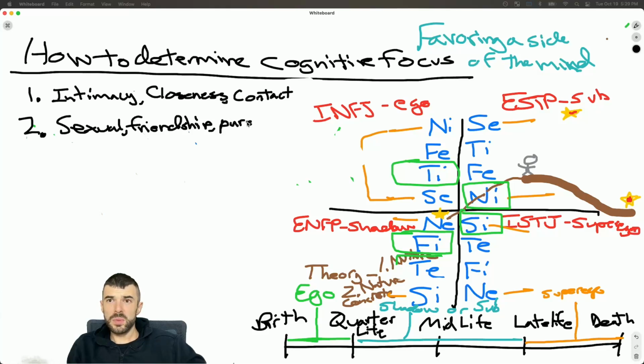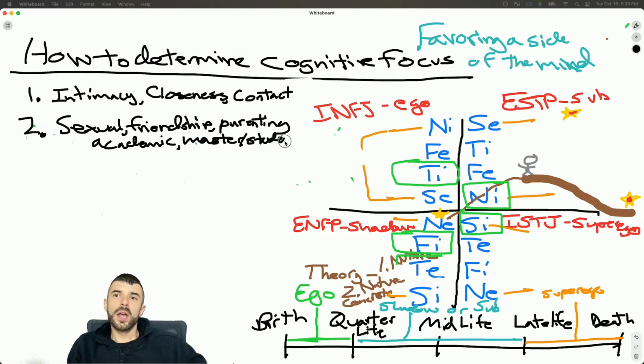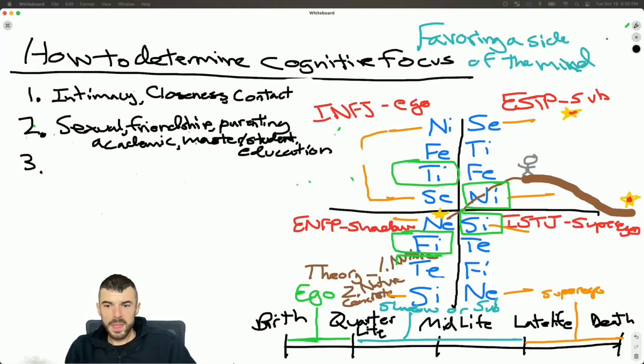It doesn't matter. This could actually be a parenting relationship between mother and son, mother-daughter, father-daughter, father-son, etc. It doesn't matter. It could also be an academic relationship. It could also be a master slash student education relationship. It doesn't matter. But you need to go and identify a relationship that the subject, whoever it is you're trying to determine the cognitive focus of, you need to find a very, very close relationship.